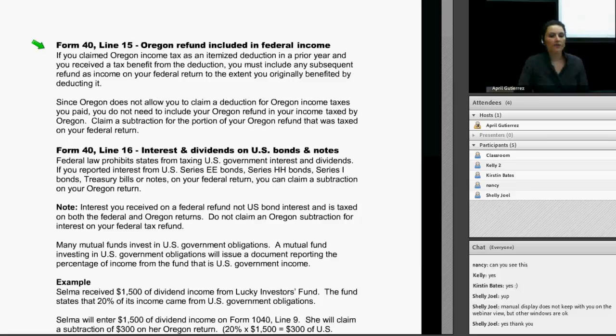Form 40, line 15, Oregon refund included in federal income. If you claimed Oregon income tax as an itemized deduction in a prior year and you received a tax benefit from the deduction, you must include any subsequent refund as income on your federal return to the extent you originally benefited by deducting it. Since Oregon does not allow you to claim a deduction for Oregon income taxes you paid, you do not need to include your Oregon refund in your Oregon income taxed by Oregon. Claim a subtraction for the portion of your Oregon refund that was taxed on your Oregon return.